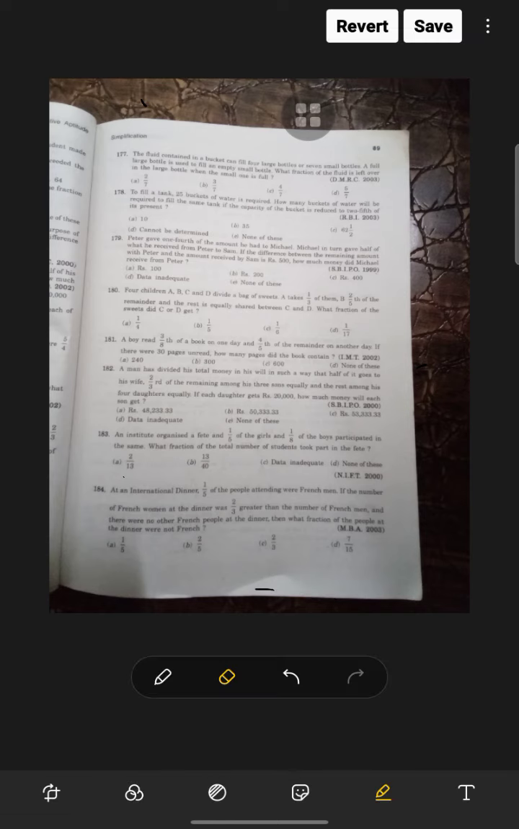It's quite a probability kind of question. Okay, it's simplification, but sometimes we use probability also.